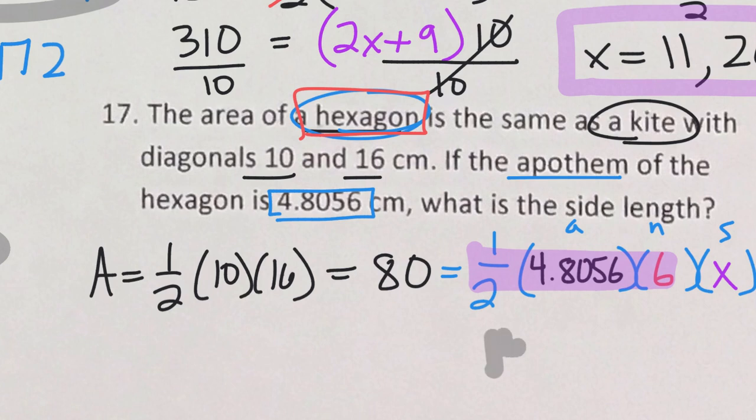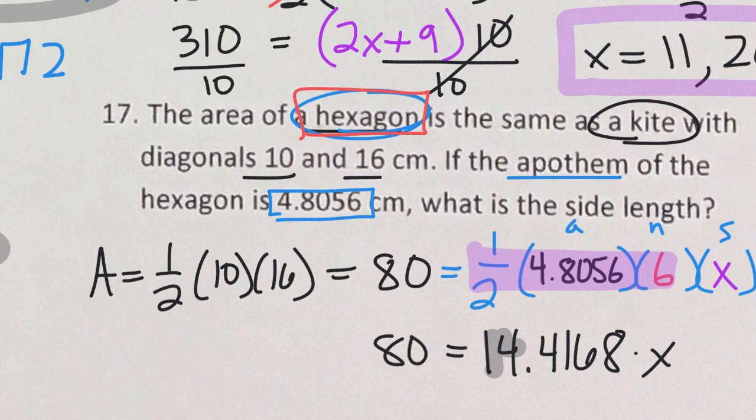That gives us 14.4168 equals 80. So let's divide both sides by 14.4168, and that should give us our answer. 80 divided by 14.4168 is 5.54908. So we can end at 5.549 as your side length. And we are looking at centimeters.